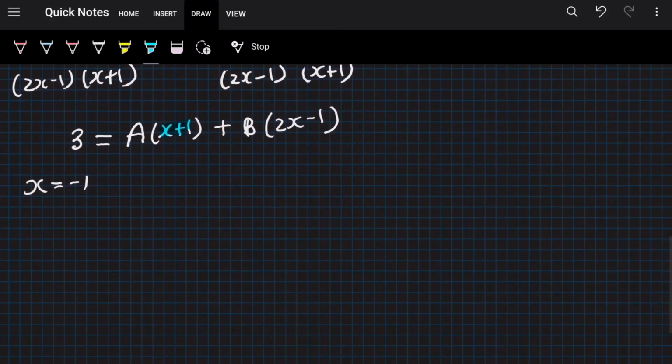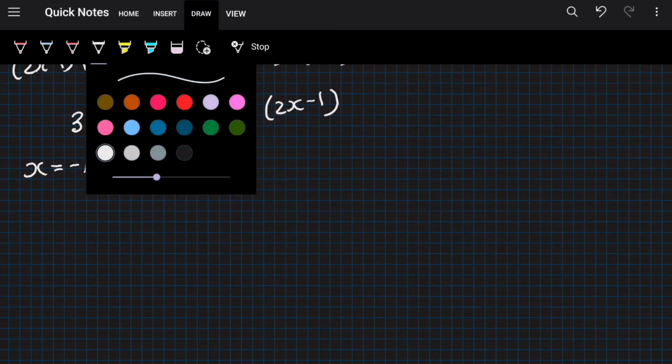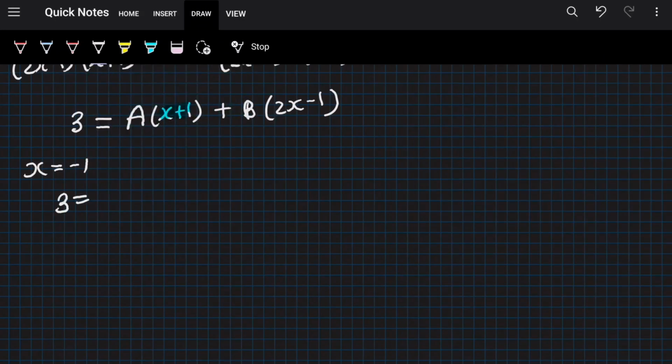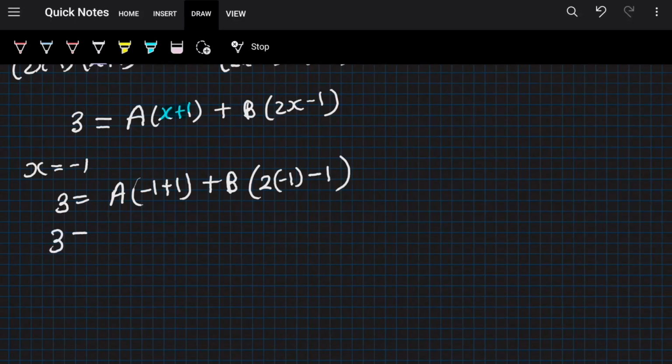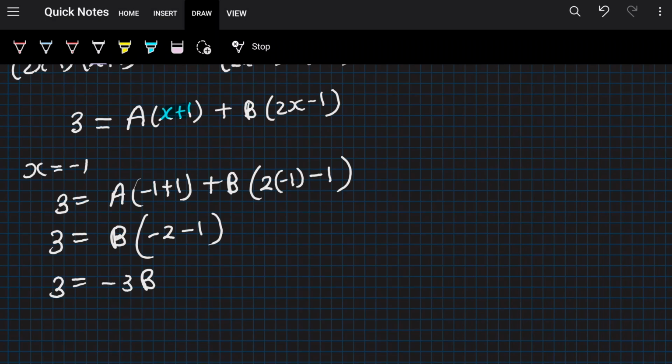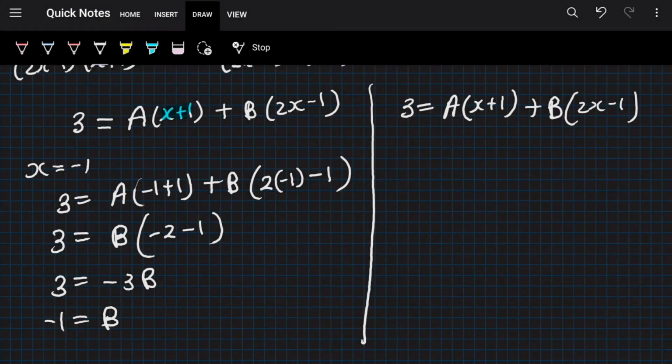So now we have 3 equals A(minus 1 plus 1) plus B(2 times minus 1 minus 1). Instead of x we put minus 1. So this cancels out, we get 0 here, and we have B. So 2 times minus 1 is minus 2, minus 1, so 3 is equal to minus 3B. So we divide both sides by minus 3, so we get minus 1 equals B.